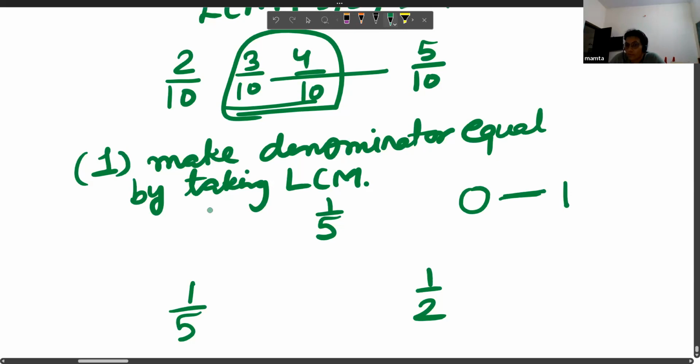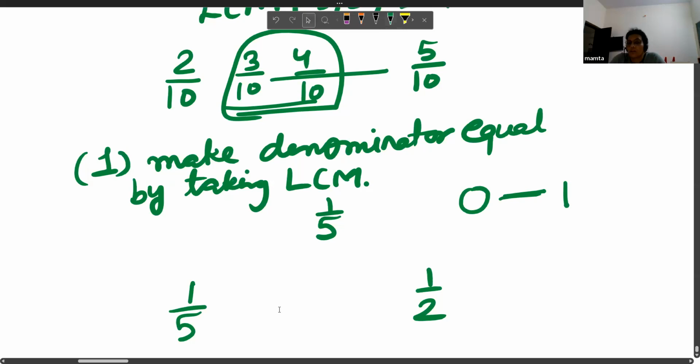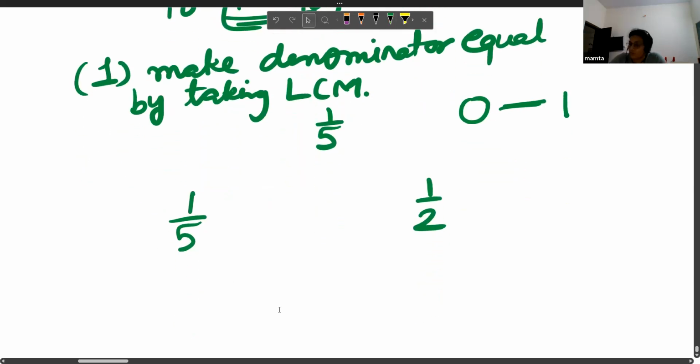0.1, 0.2, 0.3, 0.4, 0.001, 0.0000002, 0.00003, 0.00004. Okay. So same way, between two rational numbers, there would exist an infinite number of rational numbers. Okay. So how will you write?